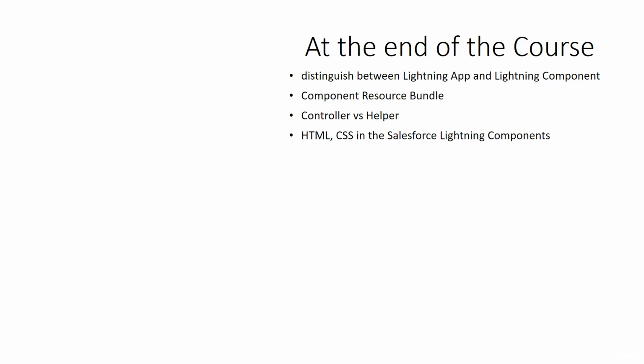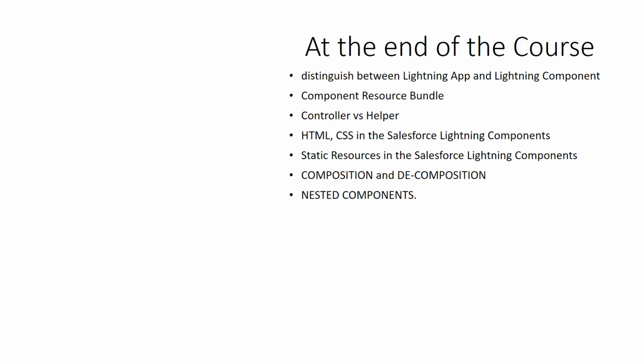To achieve that final product, we need to have our course goals. They are: I need to distinguish between a Lightning app and a Lightning component, then the component bundle, the bundle of component resources. Using static resources in the components, and composition of the components. Here the key is composition, decomposition, and nested components. Attributes, expressions, and the value providers.